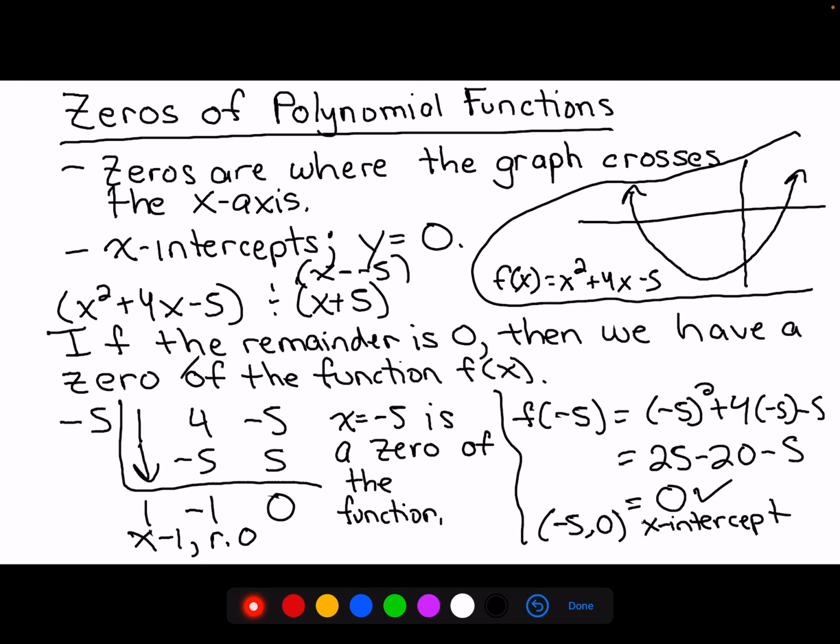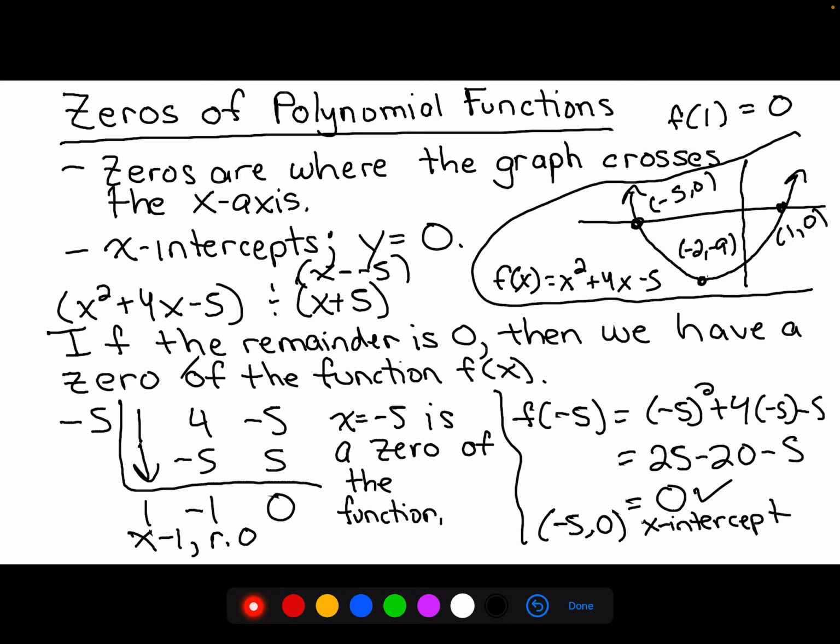One of the x-intercepts is right here at negative 5, 0. It has another x-intercept at 1, 0. And it has a vertex down here at negative 2, negative 9. But you know that 1, 0 is another zero of the function. Like if you evaluated f at 1, you would also get 0. Or if you did the long division and used 1, you get a remainder of 0.